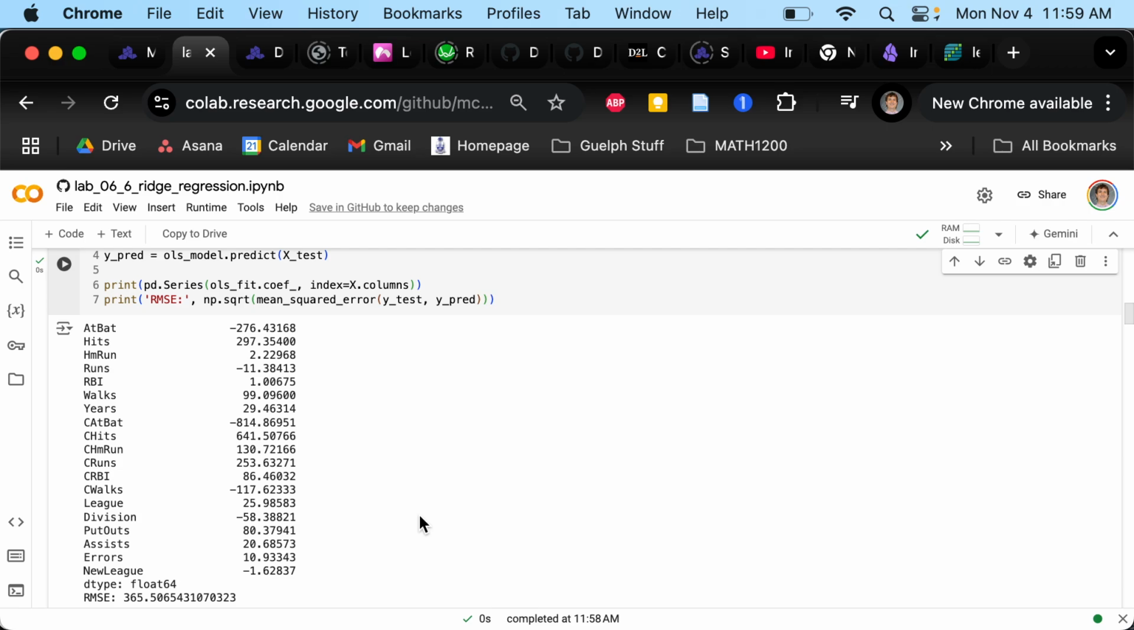Interesting. I don't know what a C run is. Does anyone know what a C run is? What do you think a C at-bat is? We'd have to check. But okay, this is a special type of run, presumably.